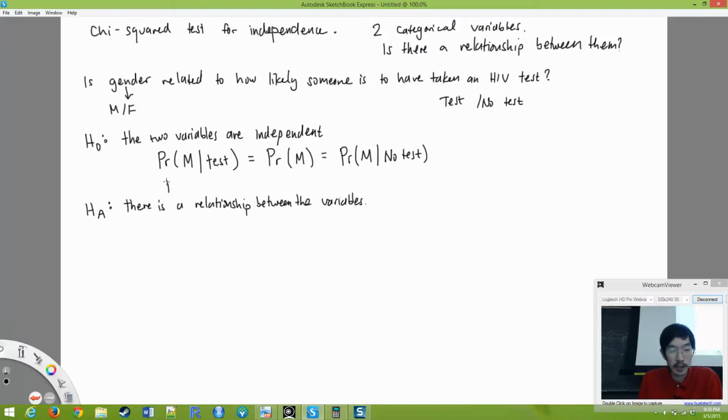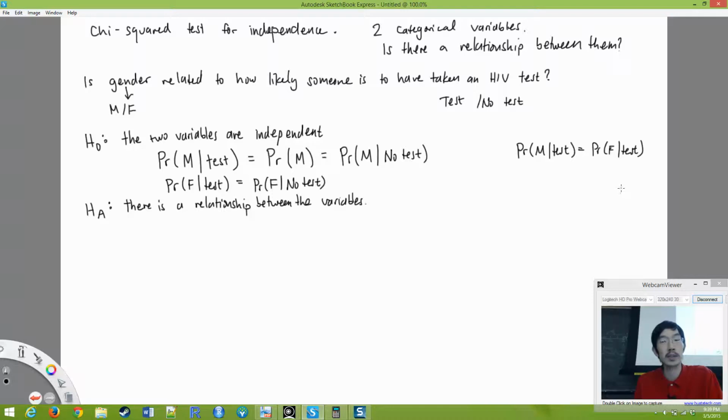Okay, another way is you could say probability of female given test is equal to the probability of female given no test. That would also be a fine way to do it. Okay, what about this? Probability of male given test, is that equal to probability of female given test? Would that hold? No. This would only work if the probability of male and female were exactly the same in the population. So this is not a valid way to check for independence.